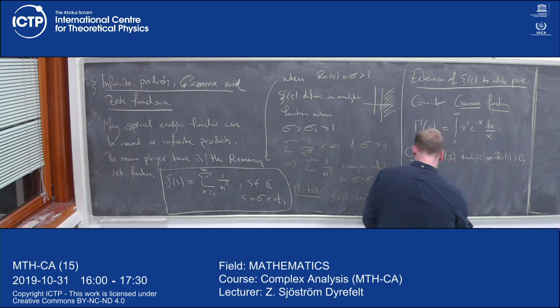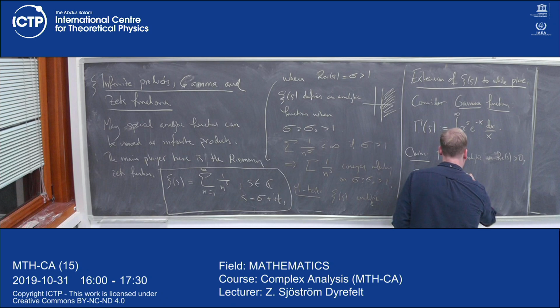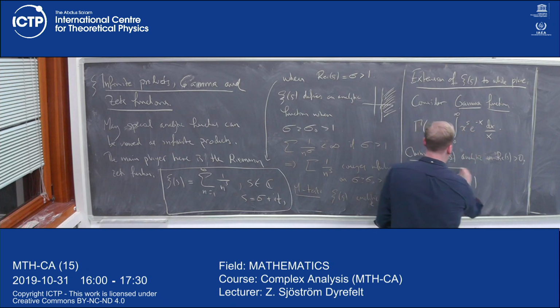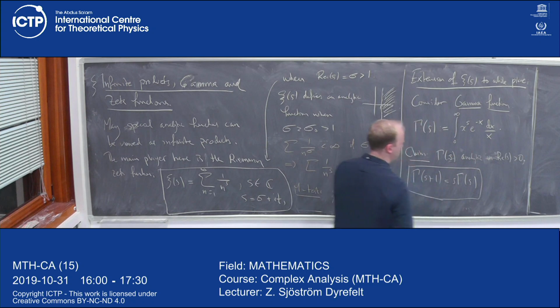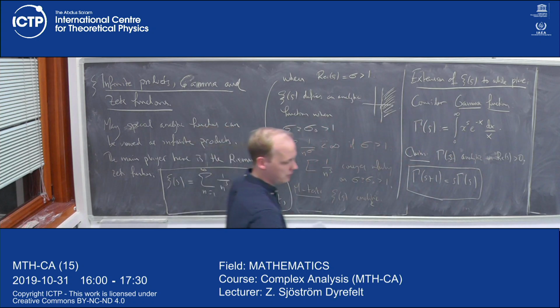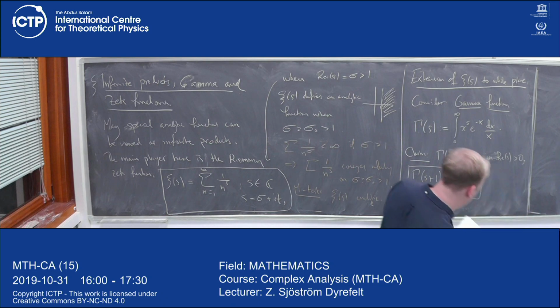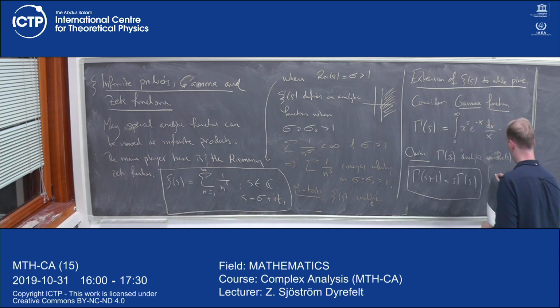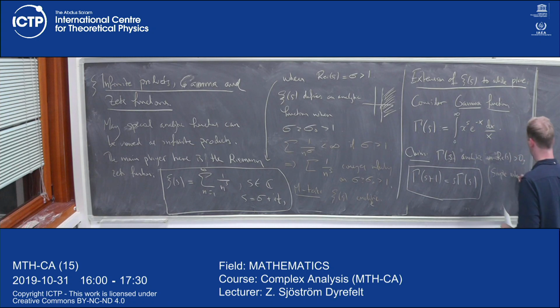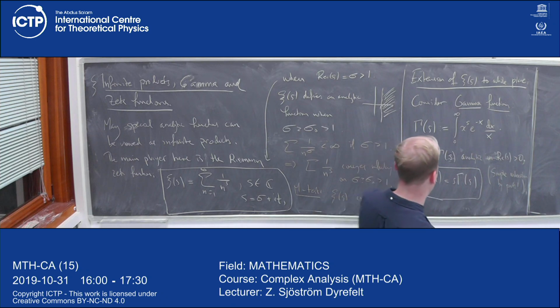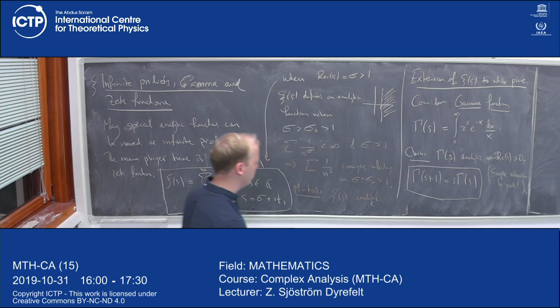Okay, and moreover, we have the following identity. So this is maybe the most fundamental identity about the gamma function. And the proof of this identity is by integration by parts. Okay, so this is very simple. You just take this integral I gave you and you do one simple integration by parts and you get this.